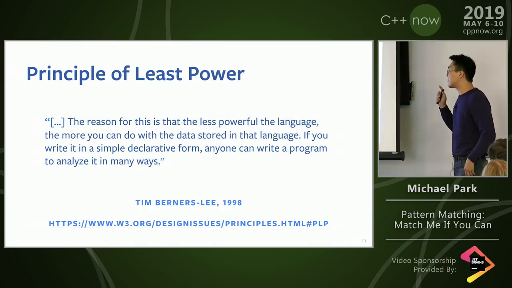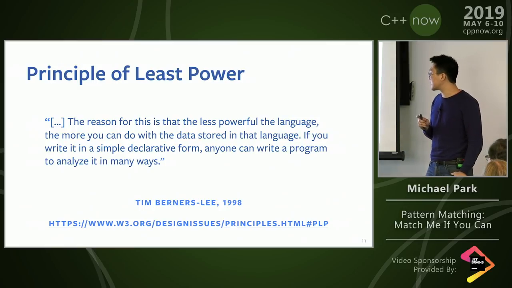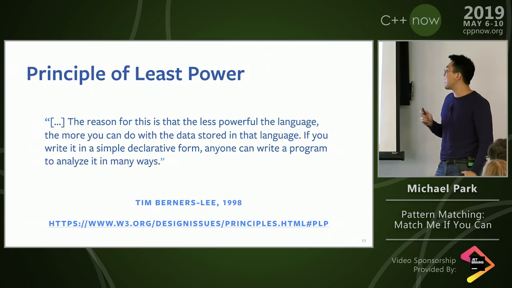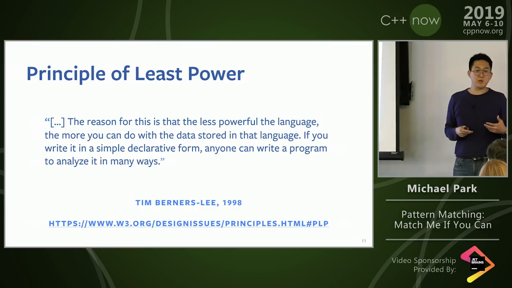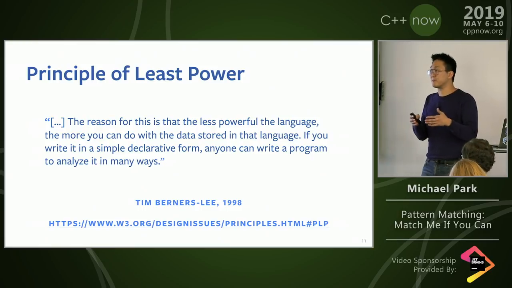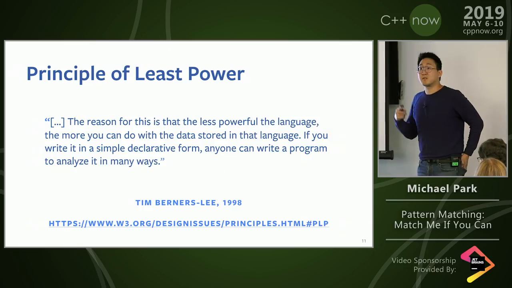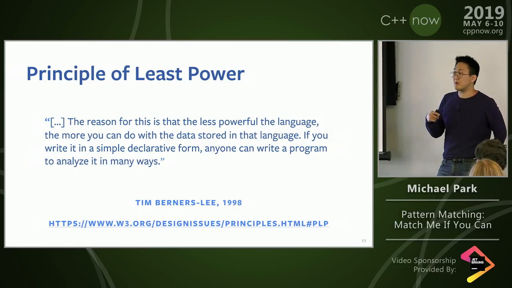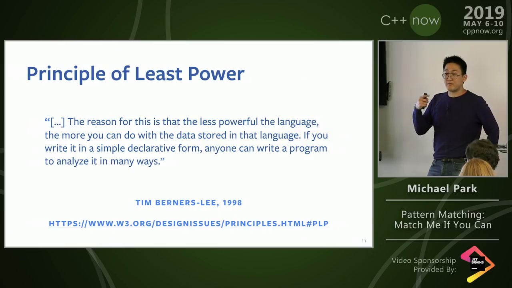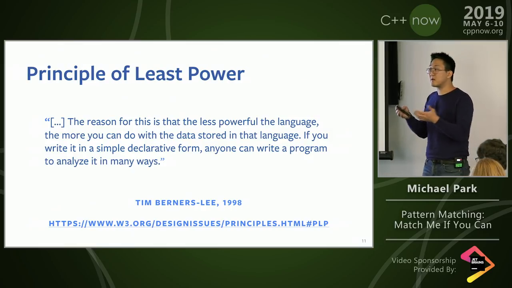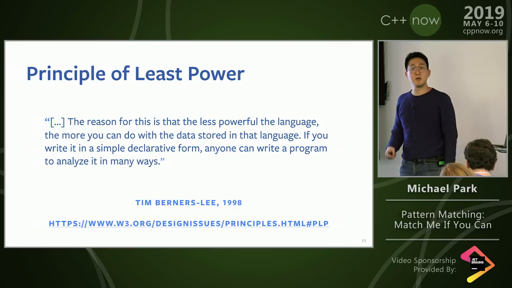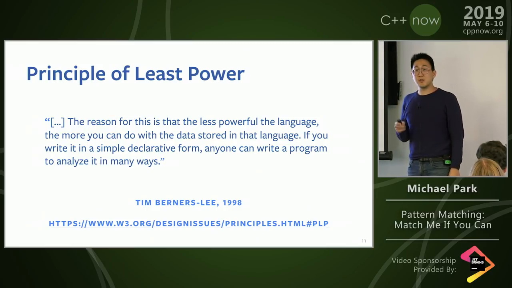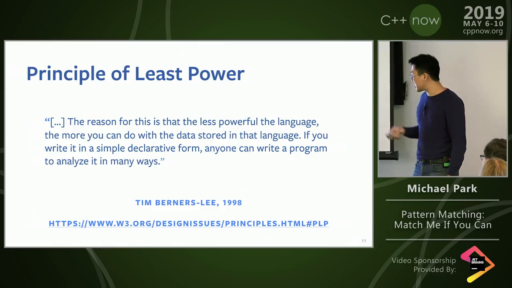So the second half of this is, the reason for this is that the less powerful the language, the more you can do with the data stored in that language. If you write it in a simple declarative form, anyone can write a program to analyze it in many ways. And so often, the program analyzing your program is the compiler, right? So oftentimes when you hear stuff like, oh, we can optimize better, that means there's more data in your program to leverage. In the case of switch, there are things that the compiler can do that it can't do with an if. For example, if you have duplicate cases in a switch, the compiler can tell you. That's inherently because there's more data stored in the restricted form of switch. As well as telling you that there are missing cases. Those have to be warnings, but for enums, you get missing cases, for example. And that's partially because of this inherent characteristic.